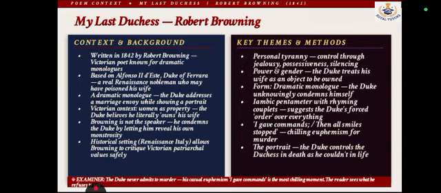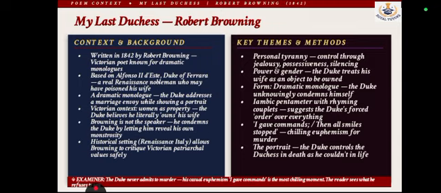Here, Browning is not the speaker. He condemns the Duke by letting him reveal his own monstrosity. Historical setting. It is set in Renaissance Italy, allowing Browning to critique Victorian patriarchal values safely. Now for theme and method, we have personal tyranny, control through jealousy, possessiveness, silencing.